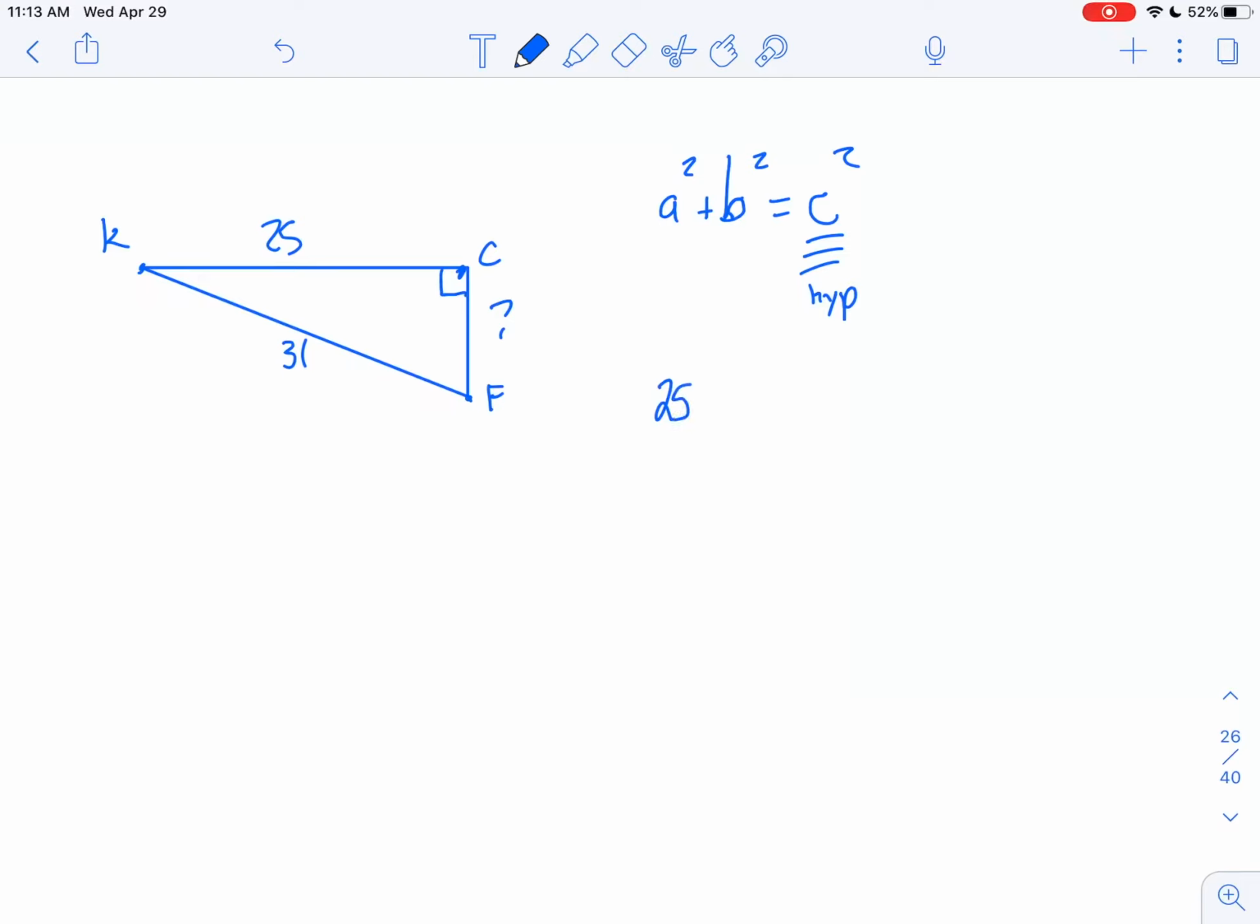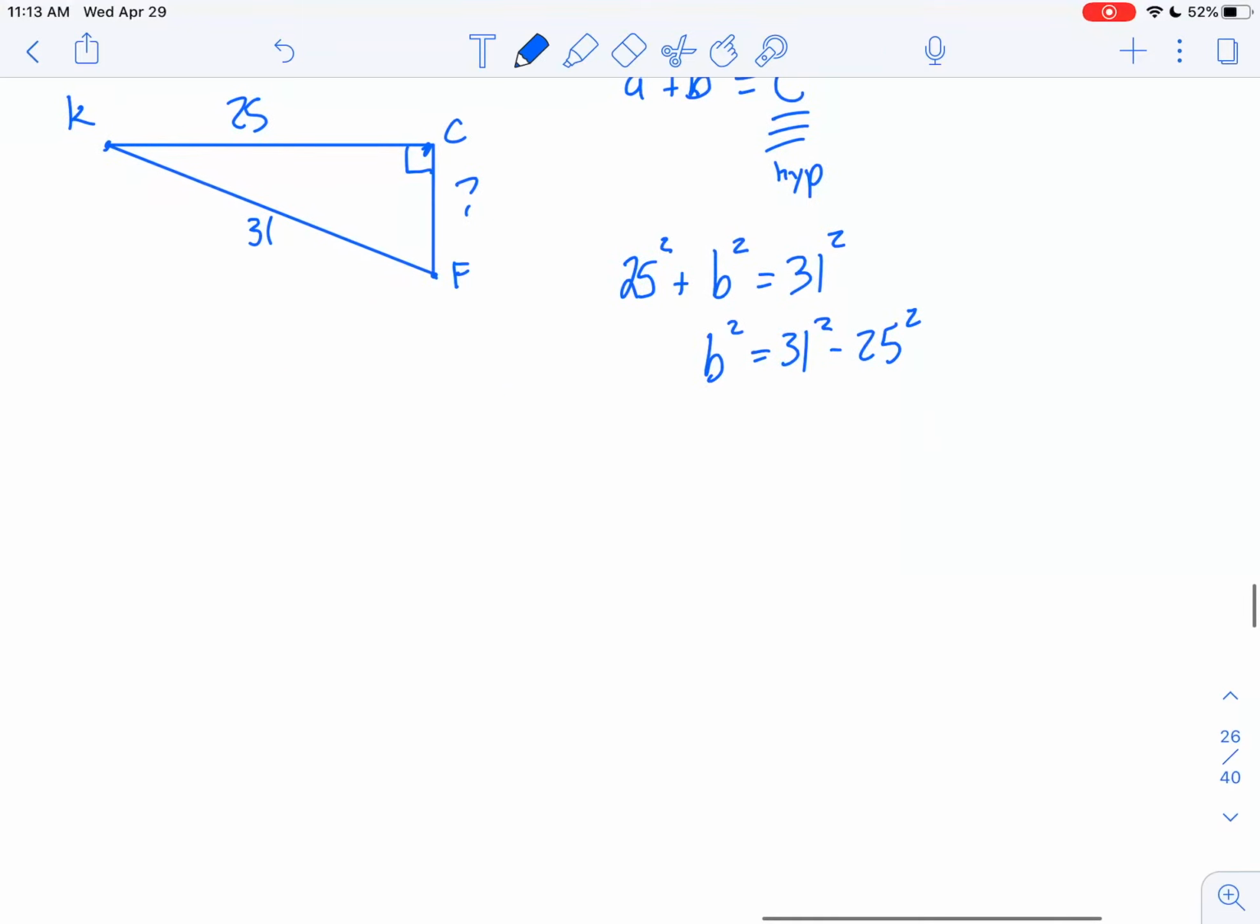I'm going to call this one 25 squared. I'm going to pretend we don't know B, and C squared is 31 squared. So if I isolate for B squared, I've got 31 squared minus 25 squared. So B is going to be equal to the square root of all that. 31 squared minus 25 squared is 336. Square root of 336 isn't a very nice number.